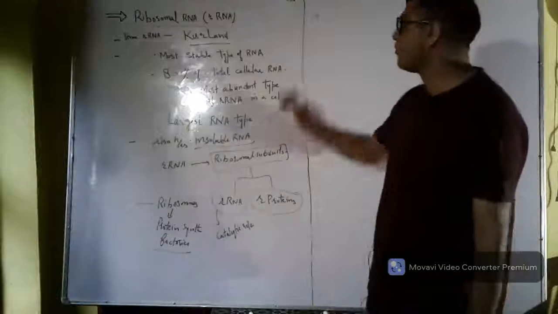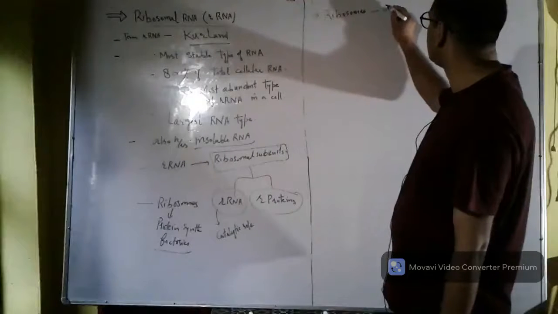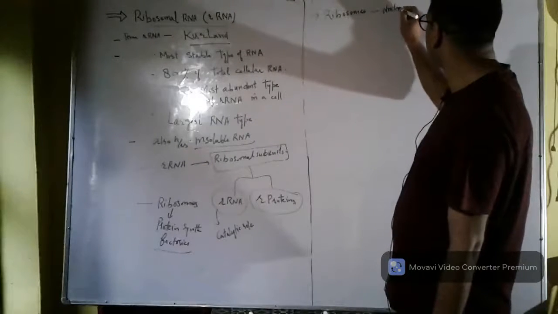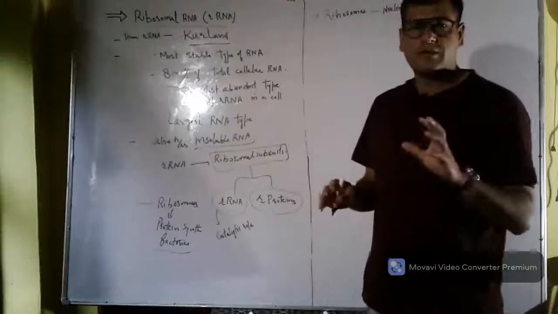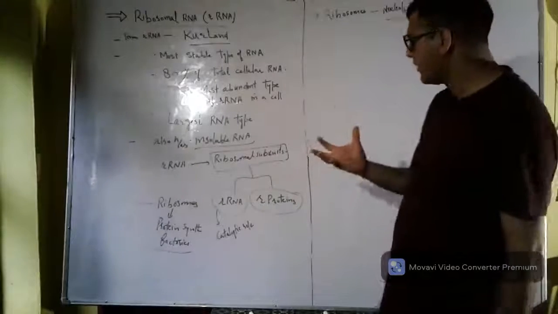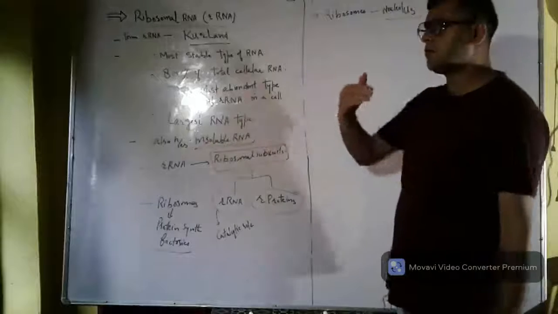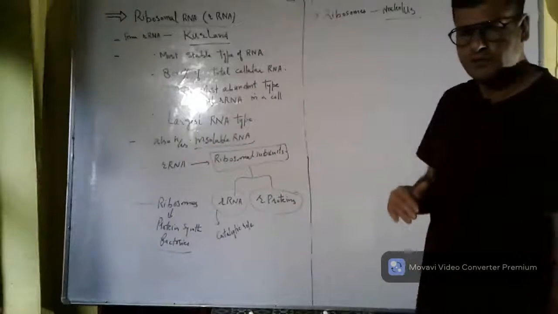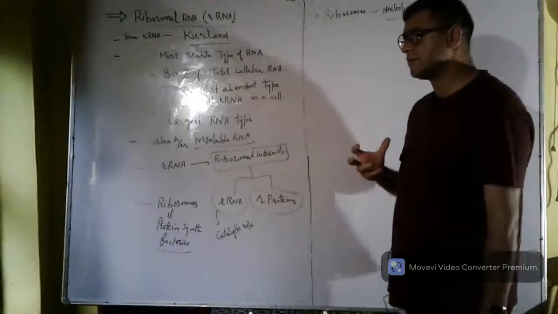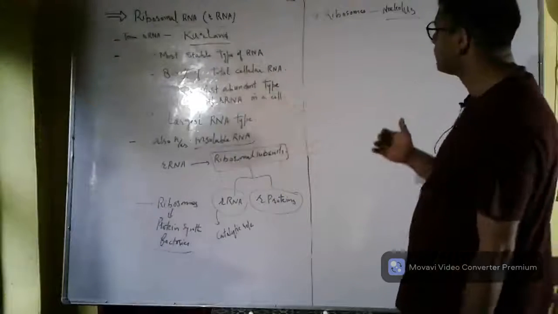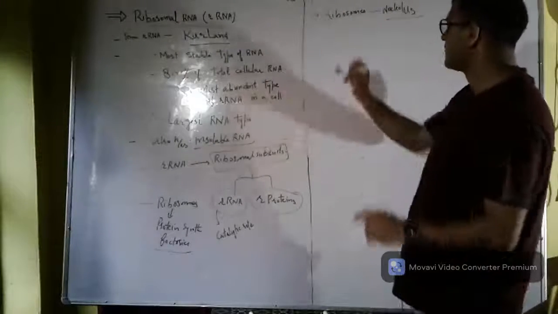These ribosomes are assembled in the nucleolus. I told you that ribosomes are composed of ribosomal subunits, and these ribosomal subunits are assembled in the nucleolus. We have the 50S and 30S subunits of the ribosome, and the 60S and 40S subunits of the ribosome in case of eukaryotes. So these ribosomes are assembled in the nucleolus.